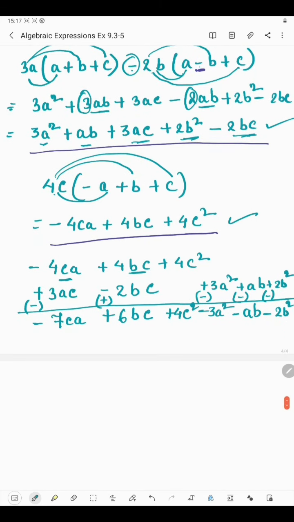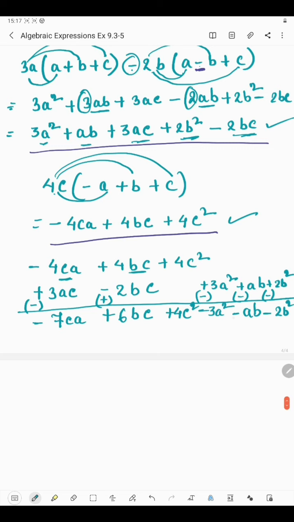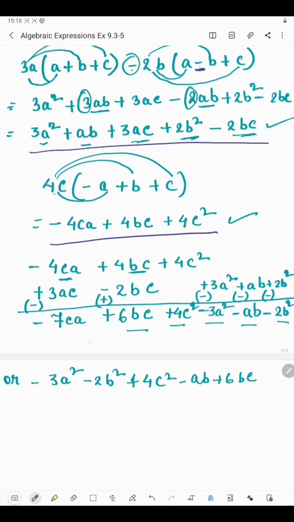Now we can arrange this according to the power. We'll write minus 3a square, then we will write b square, then we will write c square, then we will write AB, then BC, and then CA.